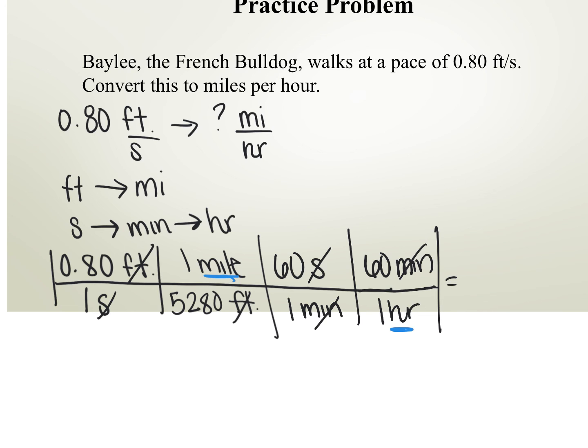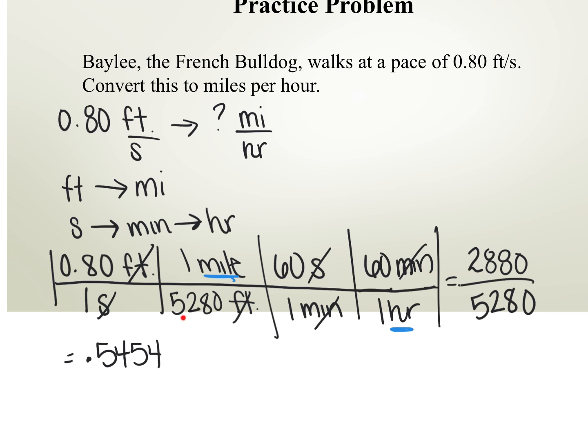So multiply that entire top row. So it's 0.80 times 60 times 60. Is it 2,000 something? Is it 28? What are you getting? 2880. Okay. And 5280 times 1 times 1 times 1. 5280. So then divide 2880 divided by 5280. 0.5454.